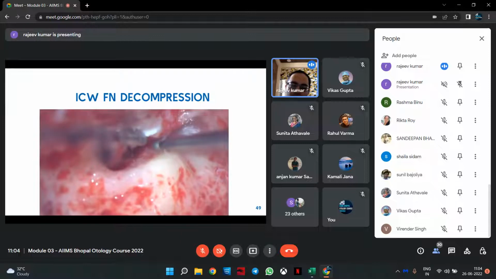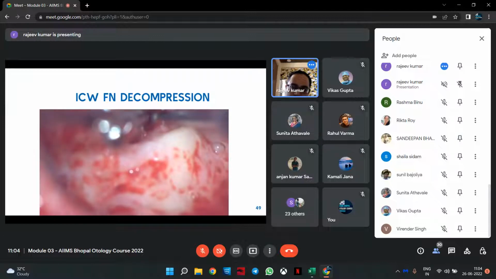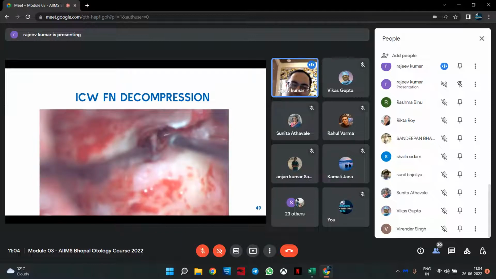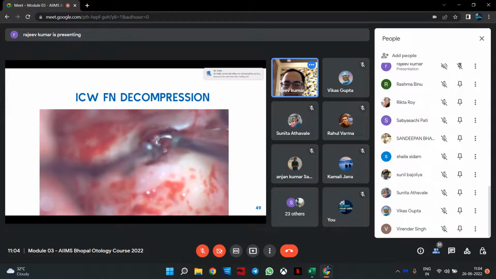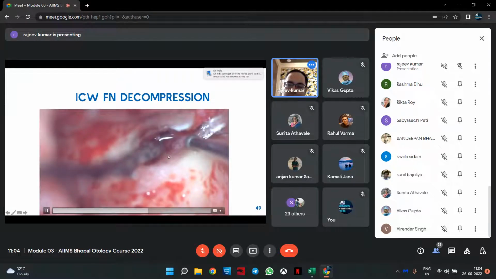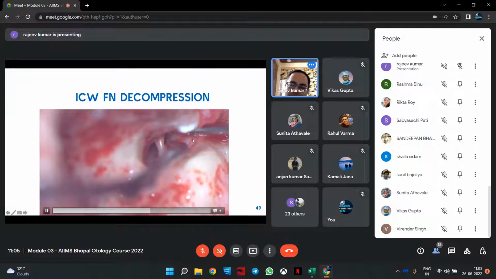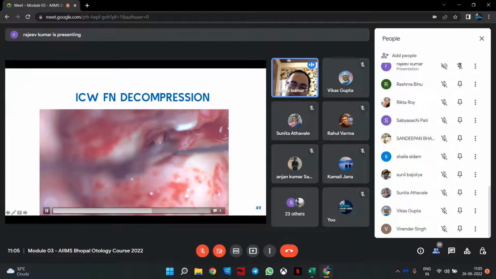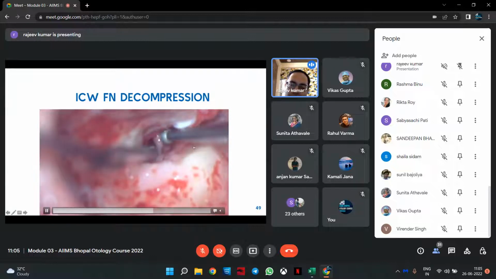You have to be very careful because trauma from the drilling can lead to sensorineural hearing loss. So very gently, under vision, a small burr needs to be used to decompress the nerve nicely. You can see a glimpse of the nerve. This is the indicator for your nerve, and then slowly the bony shell is flaked out from the tympanic segment and the second genu area.